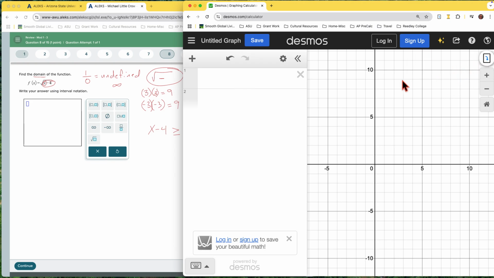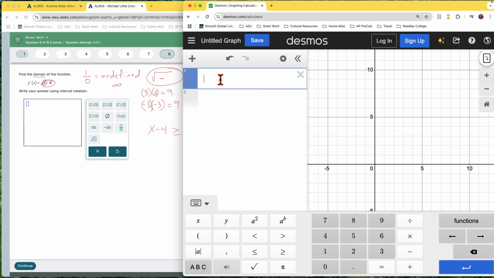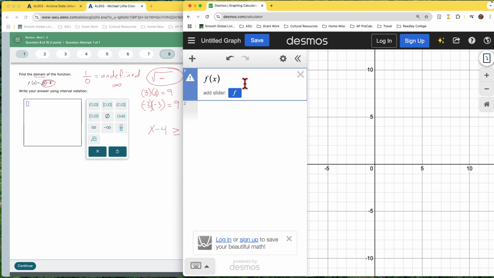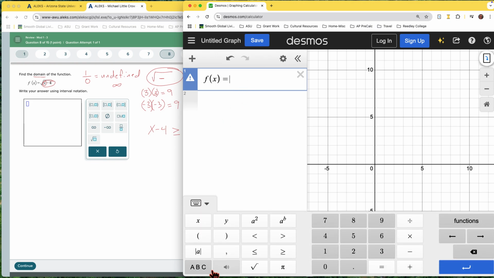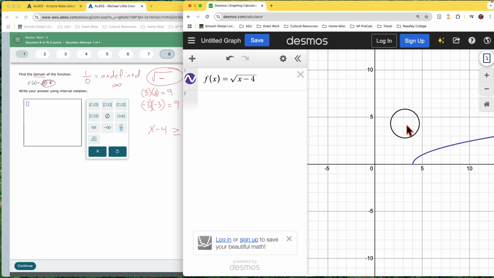We're going to look at the graph using Desmos. We can graph this function as f of x, and I'm typing this in with my keyboard. Notice we also have a keyboard down here, which I'll hide for now. F of x equals, but I need the square root function, so I bring up the keyboard, then type x minus 4. That's what we have in there, and then we see the graph.